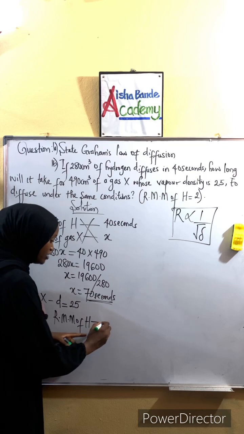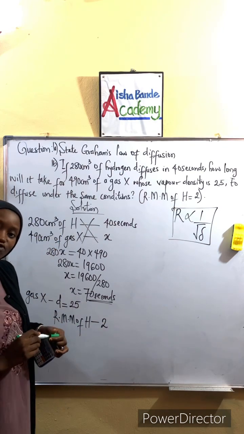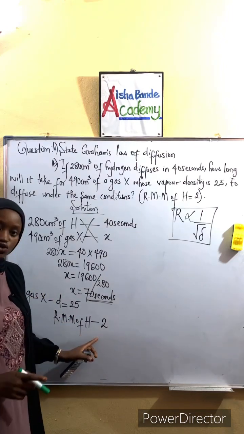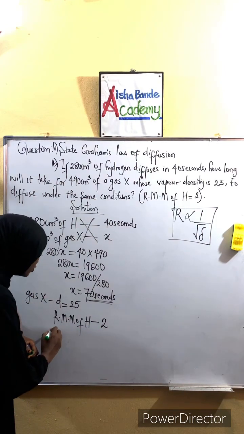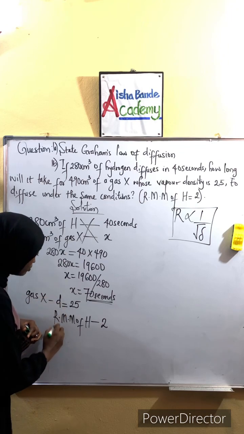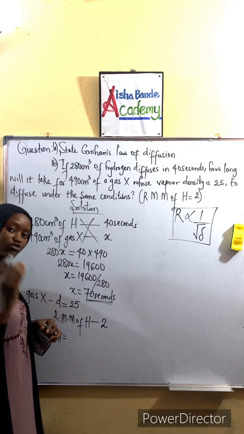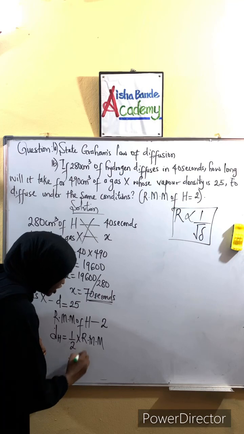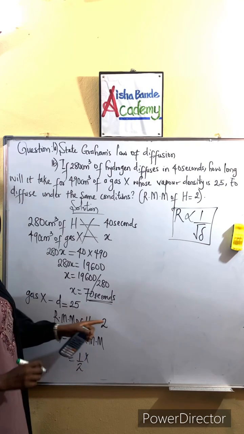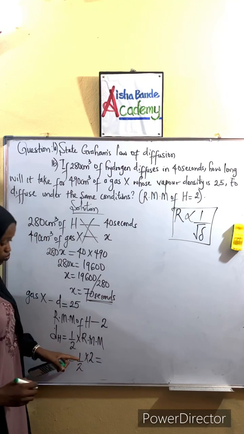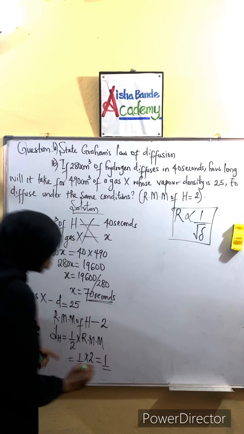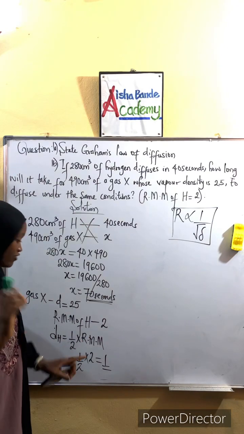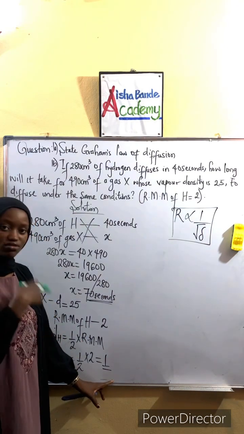So the relative molecular mass of hydrogen is given as 2. Since we have the vapor density for gas X, but we do not have the vapor density for hydrogen, we have to look for the vapor density for hydrogen. The formula for vapor density is 1 over 2 times relative molecular mass. So we have 1 over 2 times 2, since the relative molecular mass of hydrogen has been given as 2. When we simplify this, 1 times 2 is 2, and 2 divided by 2 gives us 1. So now we have the vapor density for gas X to be 25, while the vapor density for hydrogen is 1. So from here we can continue.